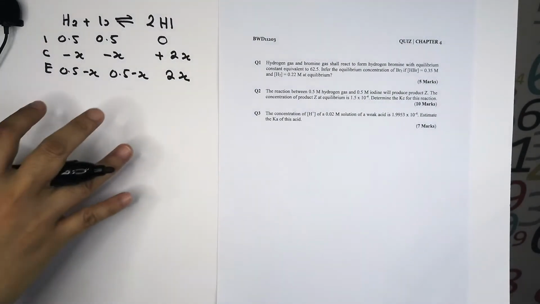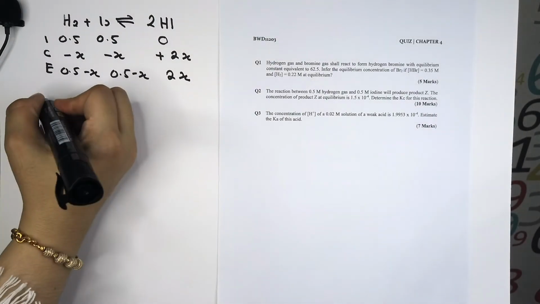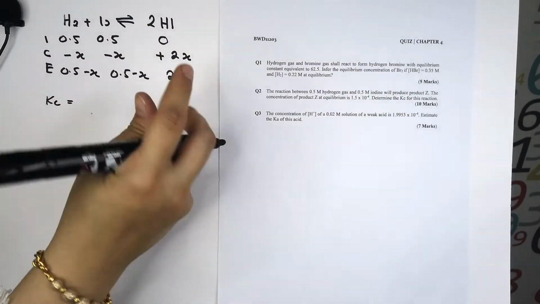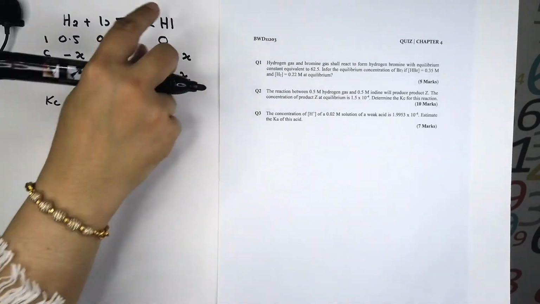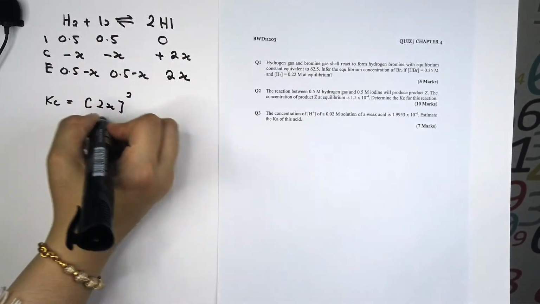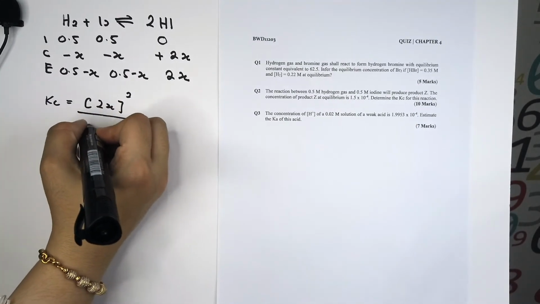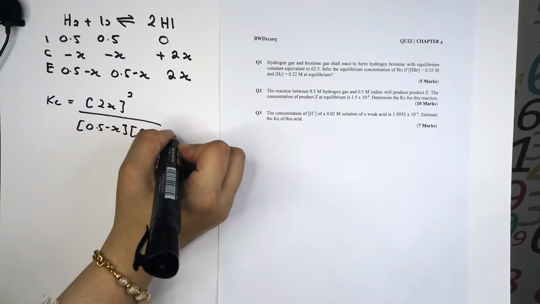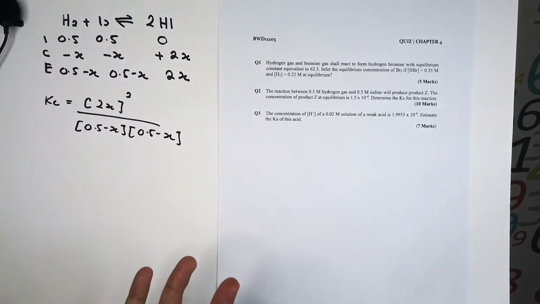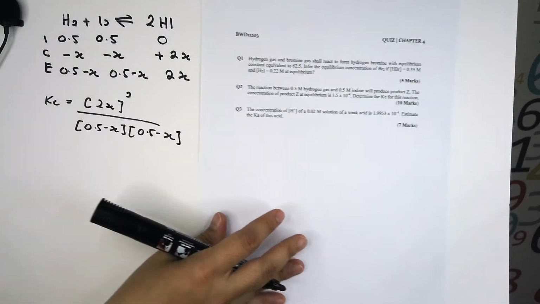So now you can easily calculate the value of Kc. So the value of Kc is equivalent to whatever is in the product, 2x. Since you have 2 here, so you need to have to the power of 2. And then 0.5 minus x, 0.5 minus x. So what are other information given to you in the question?